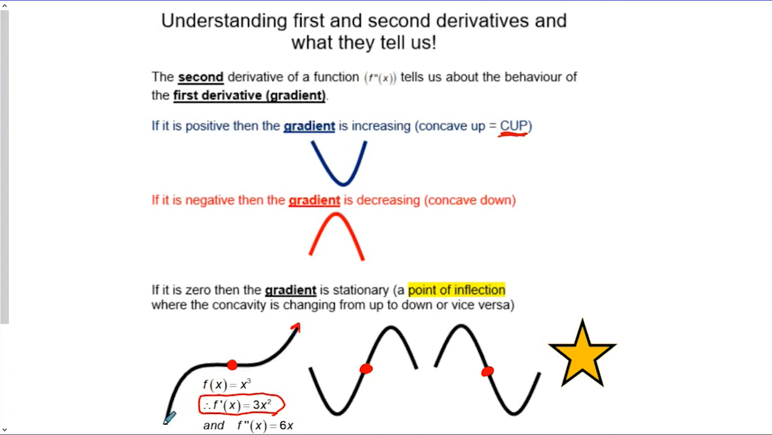So the function f of x equals x cubed never goes downhill, never has a negative gradient. However, it does have a gradient of 0 at 0. So it flattens off temporarily. It also has a second derivative of 0 at 0. And you'll notice that this piece of curve is concave down, and then this piece of curve is concave up. So this is a point of inflection, but it happens to be a stationary point as well. It's what we call a horizontal point of inflection.